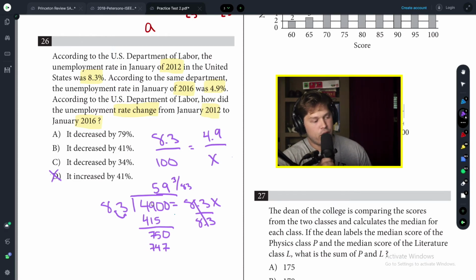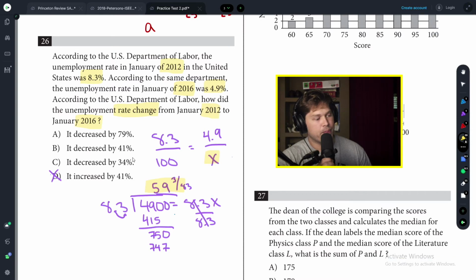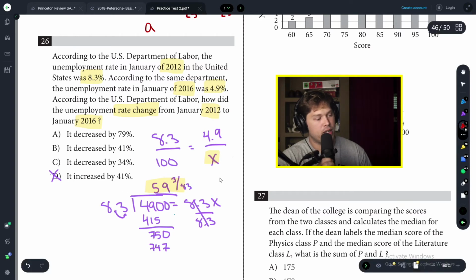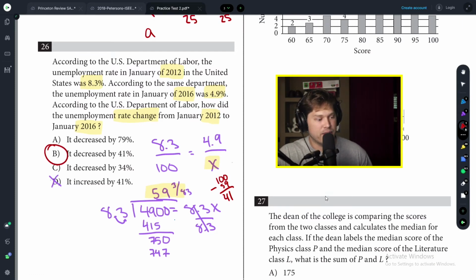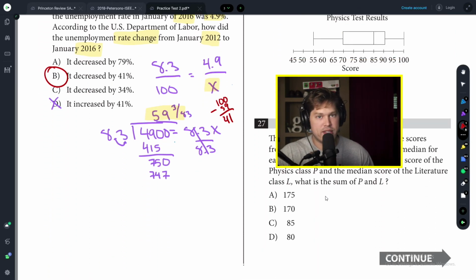So it did say approximate, so that's fine that we have a decimal. Notice that we just got 59 for x, and we don't have a 59 here. But we decreased by this amount. We went from 100 to 59. So now we need to subtract 59 from 100. 100 minus 59 is 41. And so we decreased by 41%. Choice B is our answer here. Excellent. Onward to number 27.